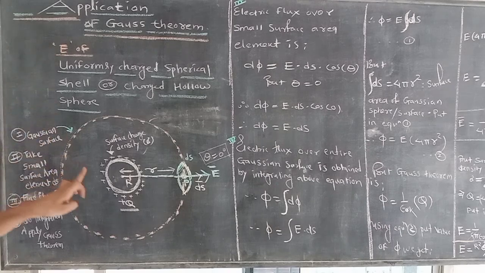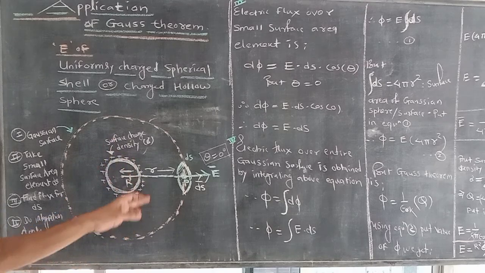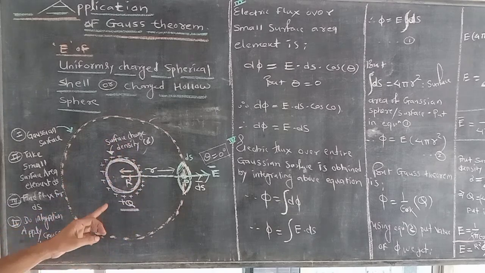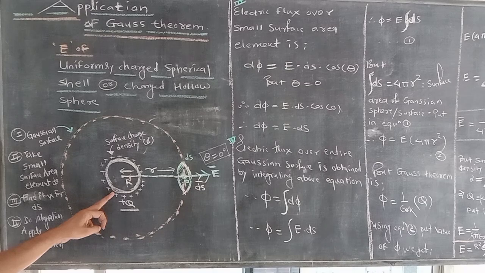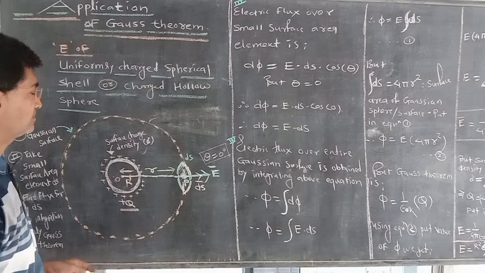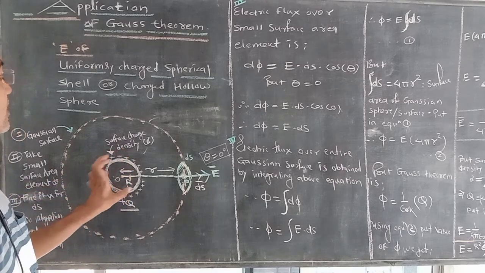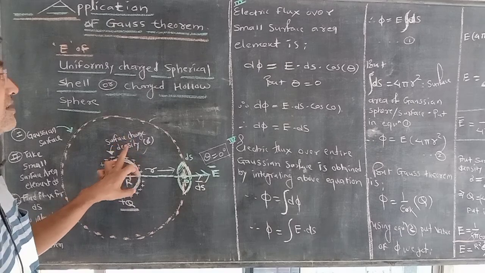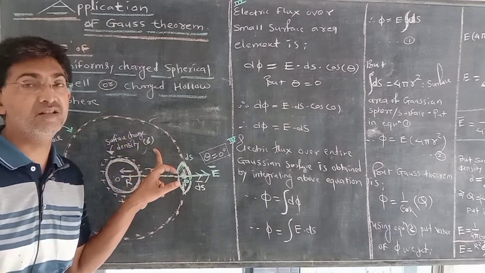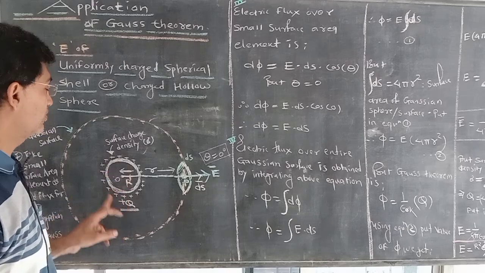So this is the spherical body which is uniformly charged. Charge is present on the surface of the body. Q is the total charge present on the surface, R is the radius of the body, and O is the center. The surface charge density of this charged body is sigma. Surface charge density means charge per unit surface area, that is Q upon 4 pi r square.